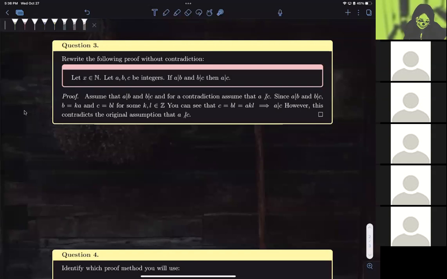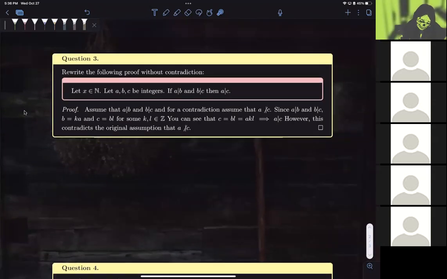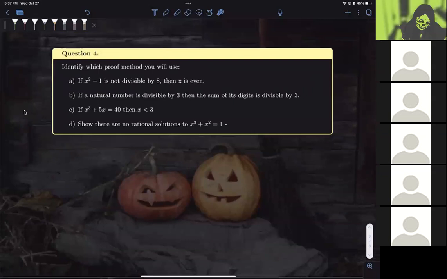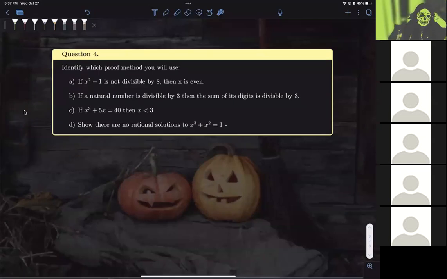Question 3 asks you to rewrite the following proof without contradiction. Let's skip it. It's not important. I don't like this question, so let's skip it. Sorry.